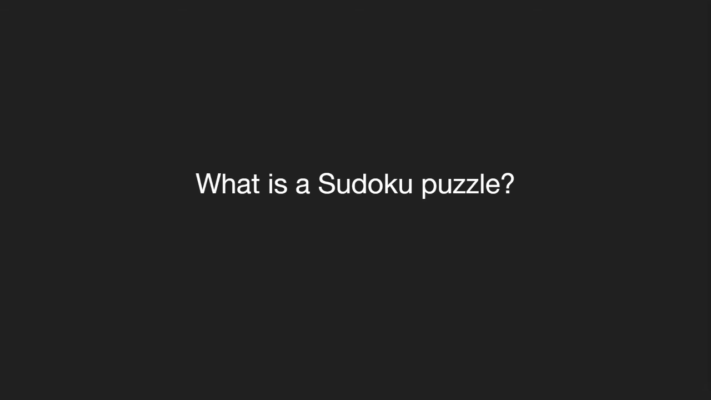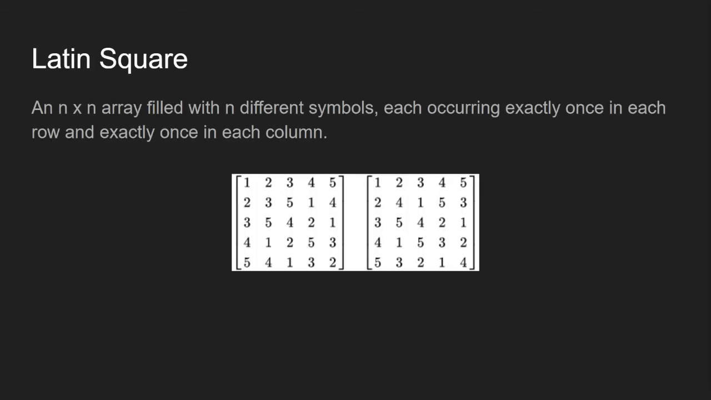At this point, I think it would be appropriate to define a Latin square. A Latin square is an n by n array filled with n different symbols, each occurring exactly once in each row and exactly once in each column. Below are two examples of order 5 Latin squares, meaning they're 5 by 5 arrays and contain exactly 5 symbols, integers 1 through 5.